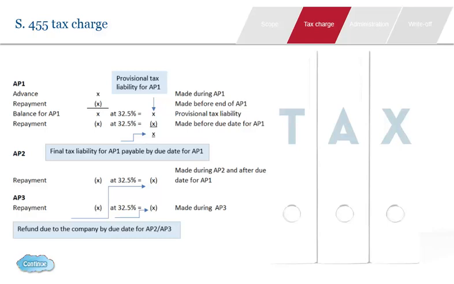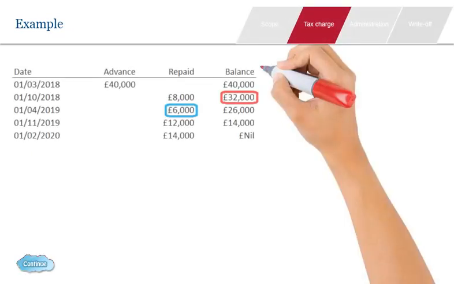Where a repayment is made later than the due date for AP1, relief is given for the tax value of the repayment by way of a refund of the tax paid for AP1. The refund is payable to the company on the due date for the period in which the repayment was made. Let's work through an example.